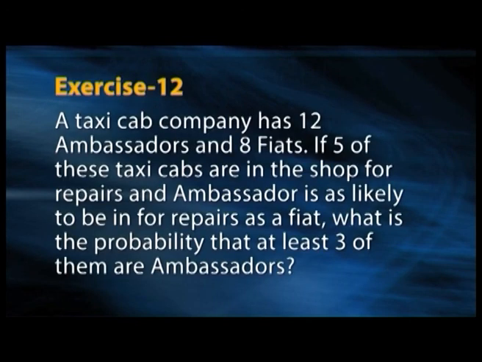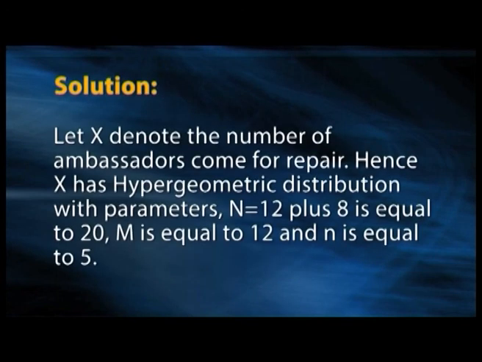A taxi cab company has 12 Ambassadors and 8 Fiats. If 5 of these taxi cabs are in the shop for repairs, and an Ambassador is as likely to be in for repairs as a Fiat, what is the probability that at least 3 of them are Ambassadors? Let X denote the number of Ambassadors that come for repair. Hence X has a hypergeometric distribution with parameters N equal to 12 plus 8, which is 20, M equal to 12 and n equal to 5.